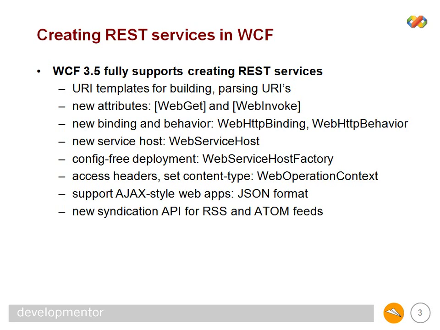Inside of our web service methods, we might need to get a hold of the HTTP headers. We might want to alter the content output type to say currently the output is JSON or it's XML or it's RSS. We can do that through a new class called Web Operation Context that derives from Operation Context. We also have new serialization formats for talking to AJAX style web applications. We can serialize our output as JSON as well as XML. We also have new APIs for building RSS feeds and Atom feeds for working with syndication.